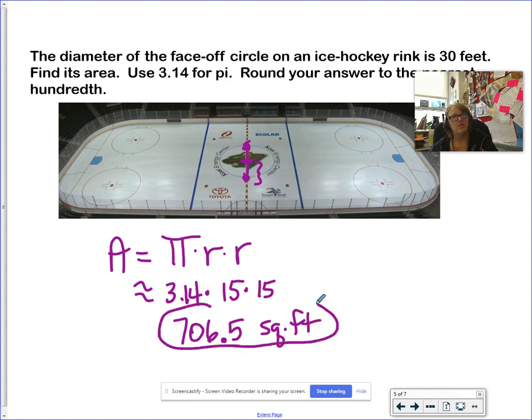Notice this said round to the hundredths. Our answer actually ended at the tenths. If we wanted to be really specific, I suppose we could put a zero there. But that's good. All right.